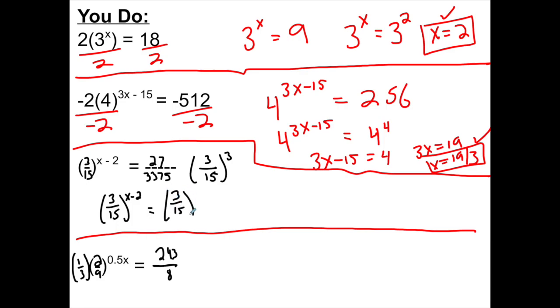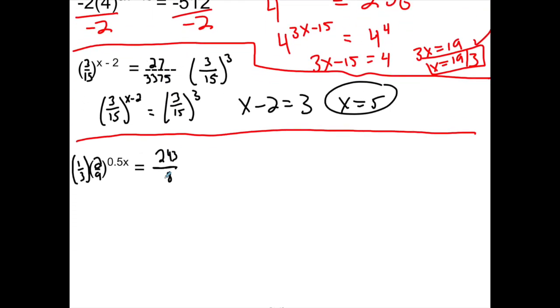So 3/15 to the x minus 2 is equal to 3/15 squared. So x minus 2 is equal to 3, rather 3/15 cubed. So x minus 2 is equal to 3. So x is equal to 5. If we check the work, 5 minus 2 is 3. And evaluating, 3 cubed is 27, and 15 cubed would get us 3375. On to the last one.